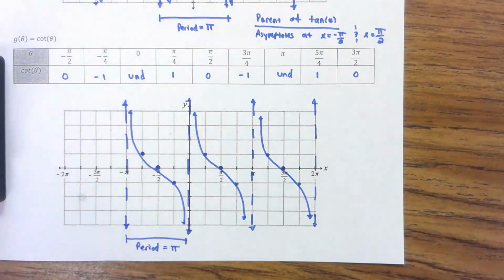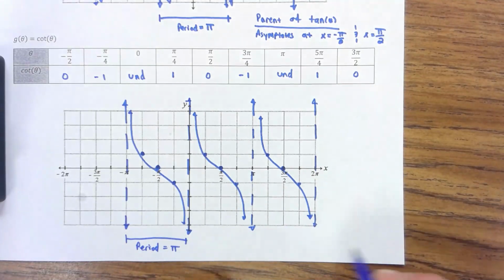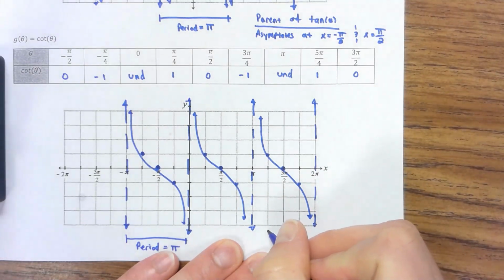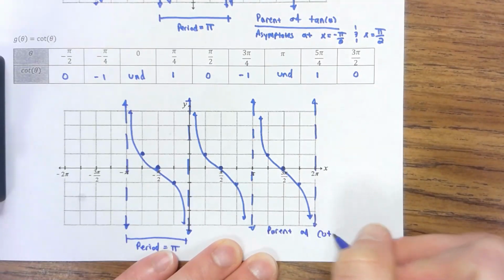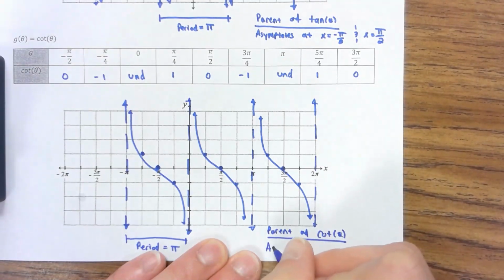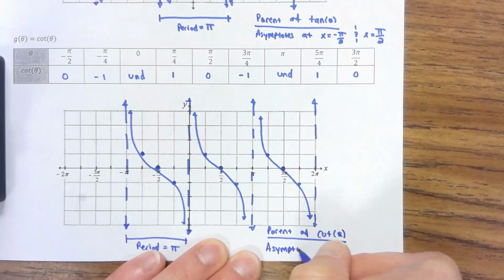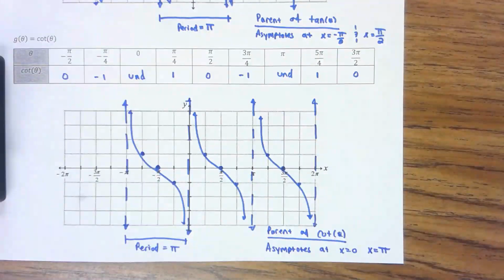There are two distinctions between tangent and cotangent. One is that tangent is going to look like the parent function of a cubic function, while cotangent looks like one that's reflected across the y-axis. But it's the asymptotes that are the biggest difference here. So the parent of cotangent of theta has asymptotes at x equals 0 and x equals pi, or theta equals 0 and theta equals pi.